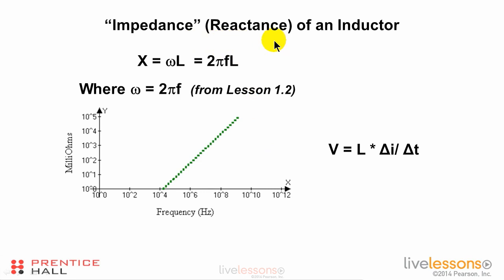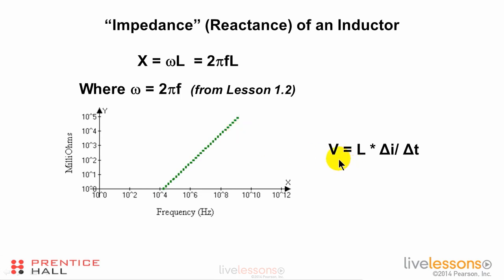The impedance or the reactance of an inductor is given by this expression. The reactance is omega L, or remember that omega is equal to 2 pi f. It's equal to 2 pi f times L. And when we plot that on an impedance curve, the impedance of an inductor is what we call upward sloping to the right. It is low at lower frequencies. It is high at higher frequencies. Any impedance curve that is upward sloping to the right is inductive over that range.